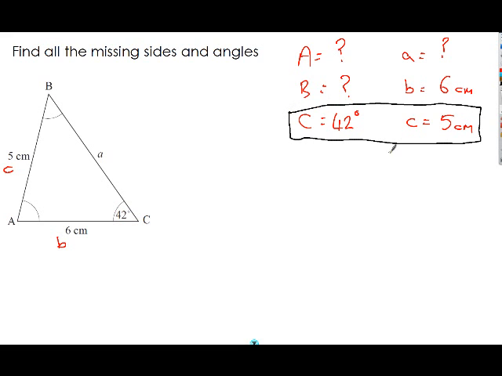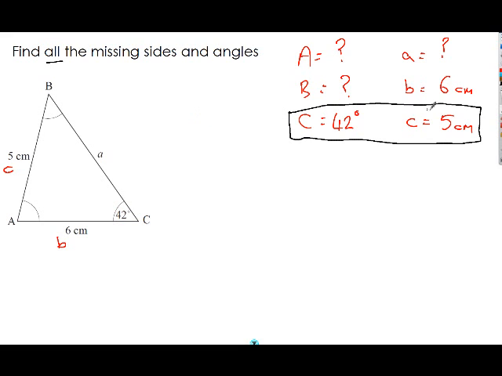We need one length and one angle that belong to a pair, and we know them both. We need that in order to be able to use the sine rule. If we don't have that, when we actually write down the angles and the sides, we can't use the sine rule. In this question, we've just been asked to find all of the missing sides and the missing angles.